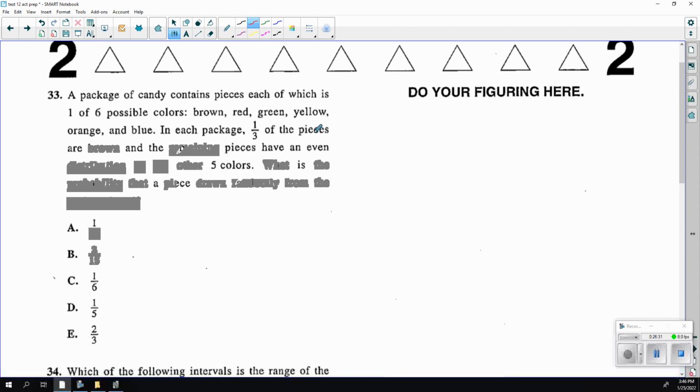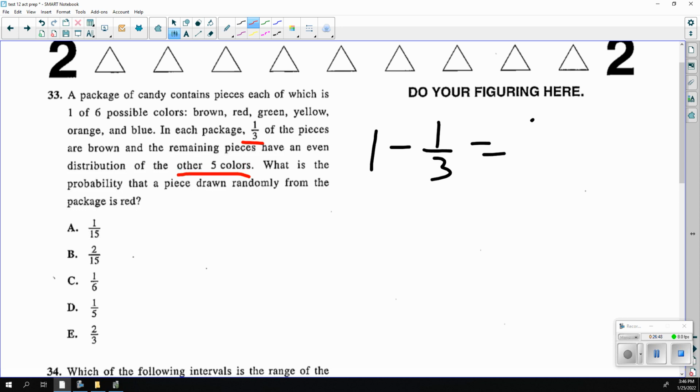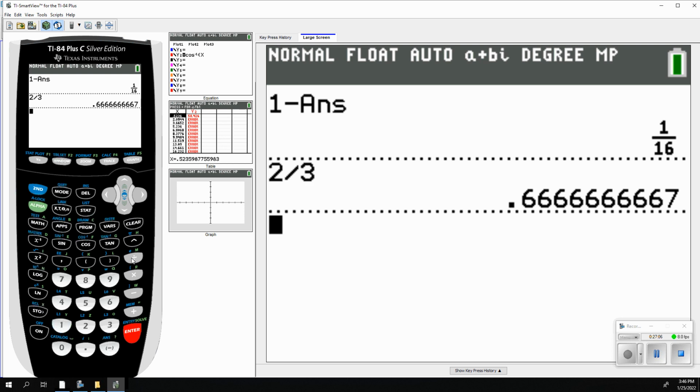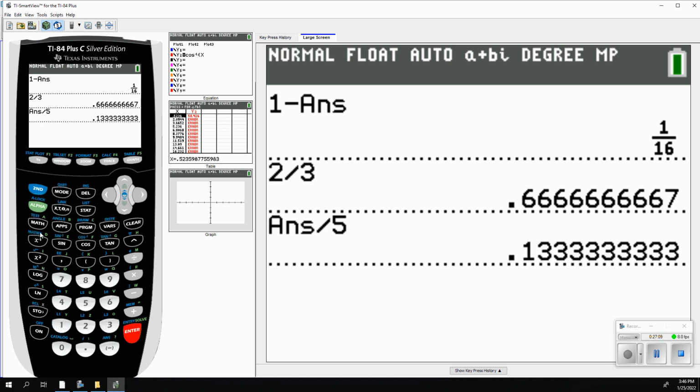So one of 6 colors, 1/3 are brown, and the others are an even distribution. So the other 5 colors, 1/3 are brown. So that means 2/3 are of the other colors divided evenly 5 ways. So the answer is 2/3 divided by 5. So that's 2/3 divided by 5. I do that to avoid division by the fraction.